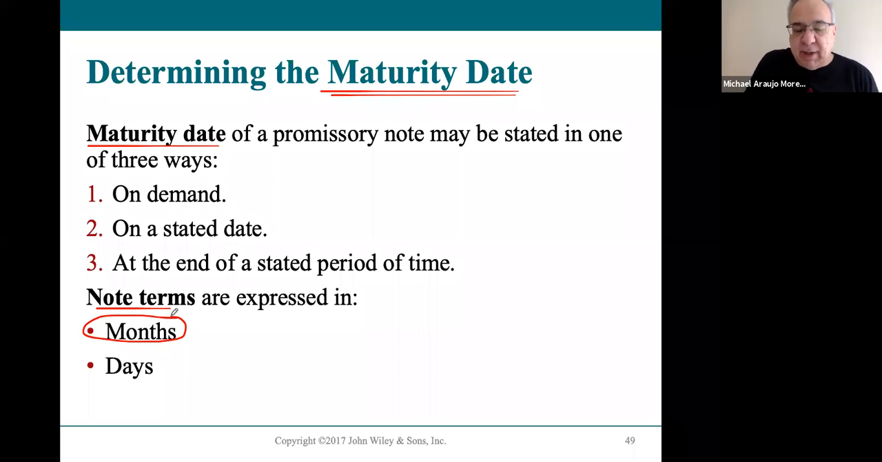Most notes are listed in months. However, you can have notes that are listed in days. It's important to know that if a note is listed in days, it's going to be in multiples of 30. They'll have a 60-day, 90-day, or 120-day note. They're all going to be multiples of 30. It's just a simplified way of looking at each month as 30 days. For the sake of calculation, these are not banks making loans. These are just business to business loans. So when we talk about days, they're going to be in multiples of 30.